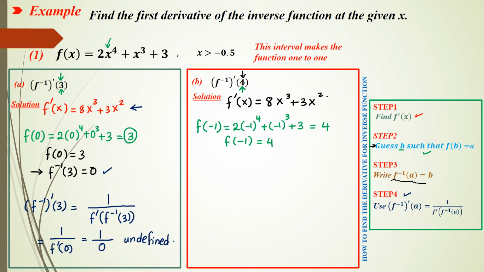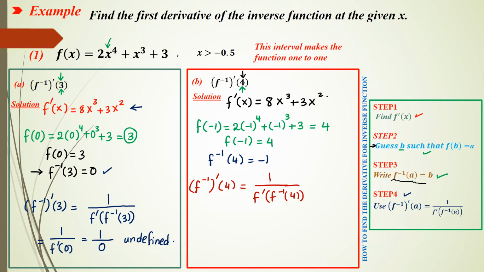Now you have to go to the next step, step 3. You have to rewrite f of -1 equals 4 as f inverse of 4 equals -1. Now we are going to go to the last step, step 4. In step 4 you have to find f inverse prime of 4, and this equals 1 over f prime of f inverse of 4.